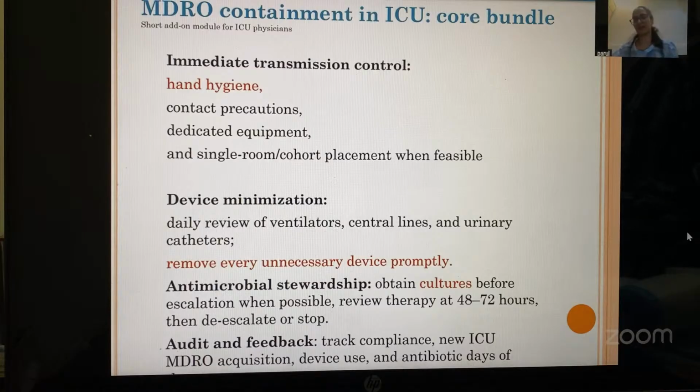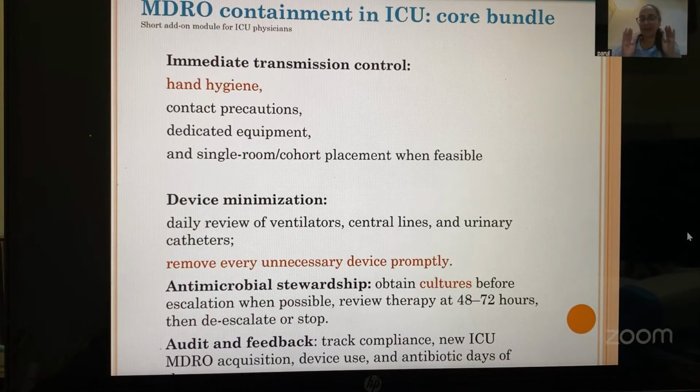Then the second and the most important step, which I've been saying over and over again, is immediate transmission control. What we can do to save life. Hand hygiene, contact precautions, sterilized equipment, dedicated equipment, and place the patient according to the guidelines. The cohort placement and the single room placement guidelines may vary from hospital to hospital depending upon the availability of beds and the patient load. So that has to be a hospital policy and a single room cannot always be given to every MDRO infection. However, wherever possible, appropriate cohorting should be done.